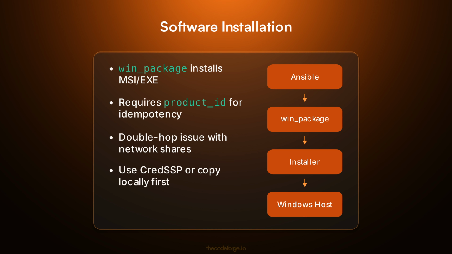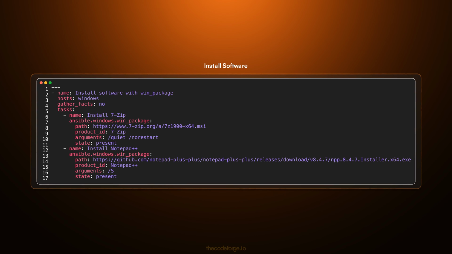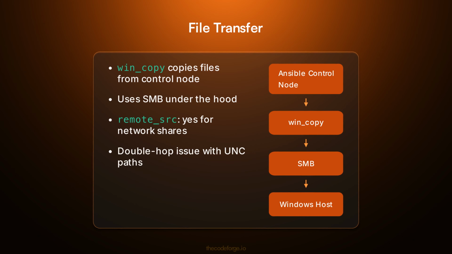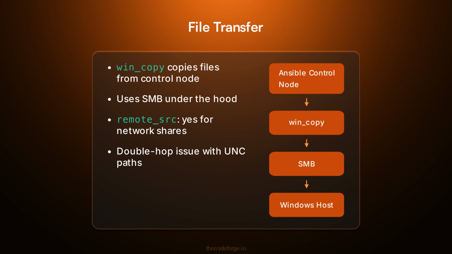If the installer is on a network share, you may encounter the double hop problem. This playbook installs 7-Zip and Notepad++ using win_package. Note the use of product_id for idempotency and arguments for silent installation. The win_copy module copies files from the control node to the Windows host using SMB. For network shares, set remote_src. Yes, but be aware of the double hop problem.